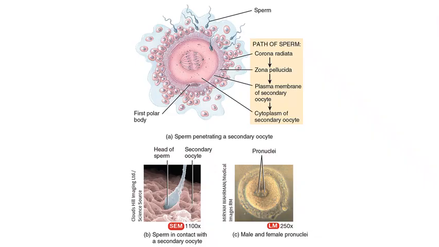Interesting fun fact, sperm can actually remain viable for about 48 hours after being deposited in the vagina, although the secondary oocyte is viable for only about 24 hours after ovulation.